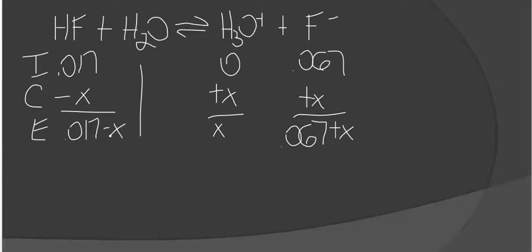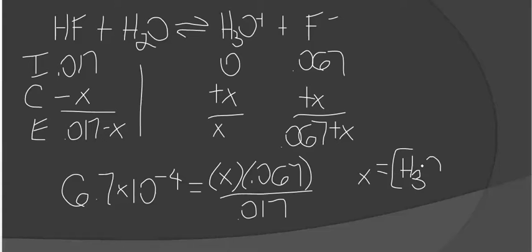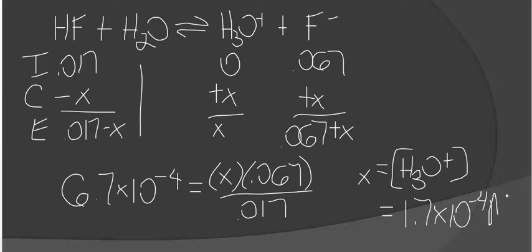We set that equal to Ka. Ka is 6.7 times 10 to the negative fourth, and that would be equal to products divided by reactants. Now technically I'm not supposed to use the shortcut here because my Ka value is 10 to the negative fourth, but in order to save time I'm going to use the shortcut and solve for X, which is the concentration of hydronium, and that comes out to a value of 1.7 times 10 to the negative fourth molar.